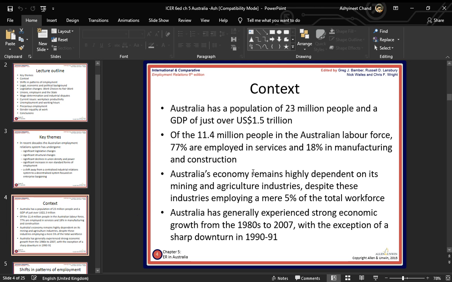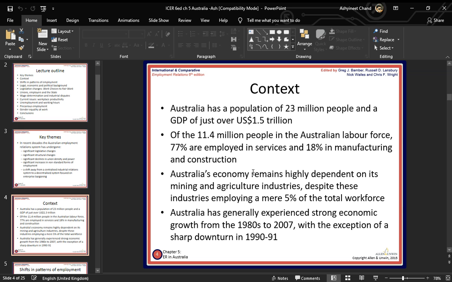Context. Australia has a population of 23 million and a GDP of just over 1.5 trillion US dollars. Of the 11.4 million people in the Australian labor force, 77% are employed in the service industry, and this is in line with what we have seen in other countries as well, isn't it? The service sector is the largest sector now compared to all the other sectors.